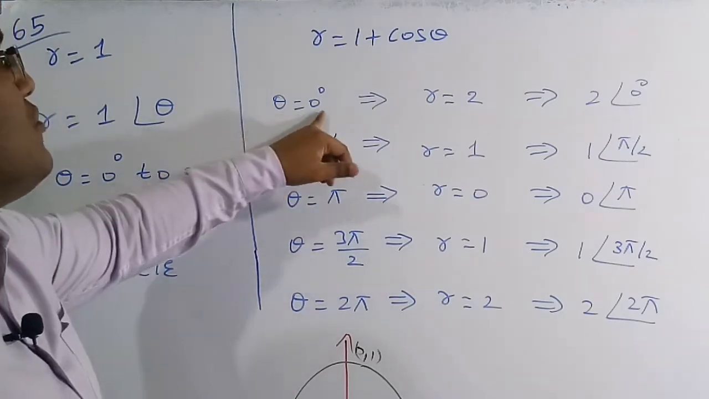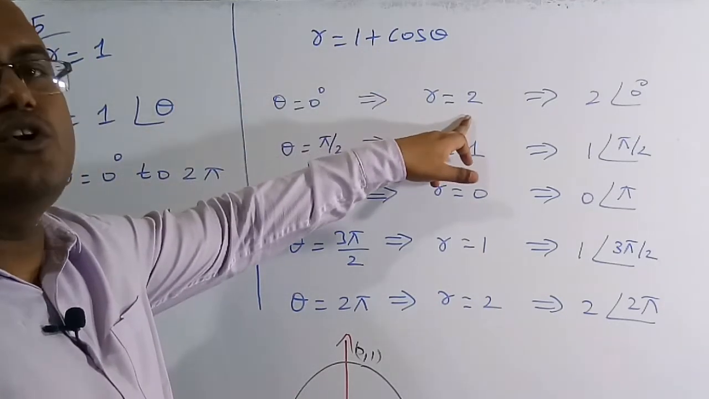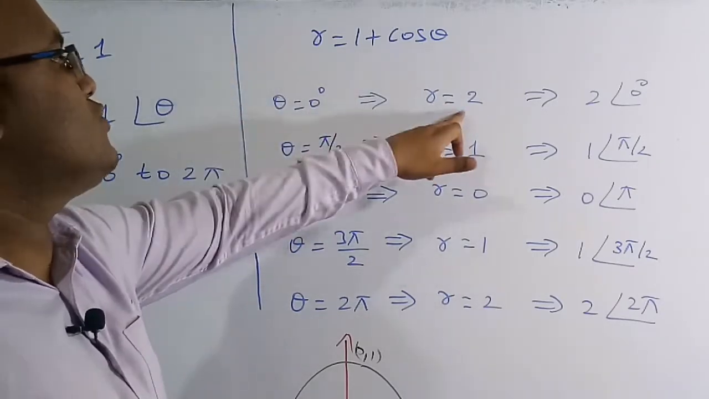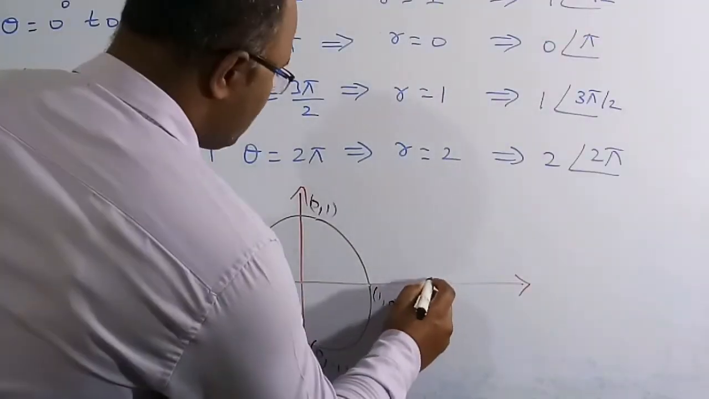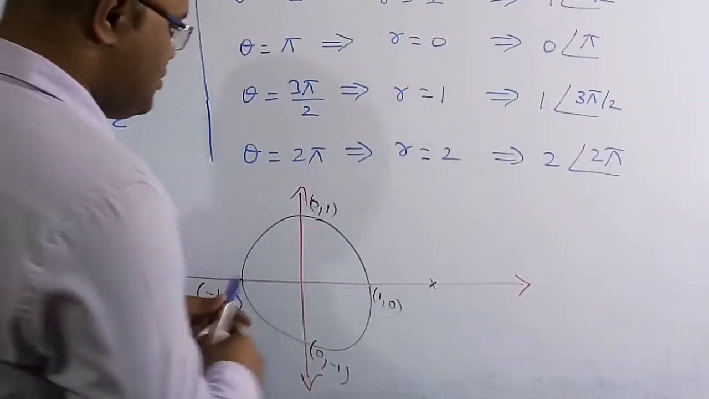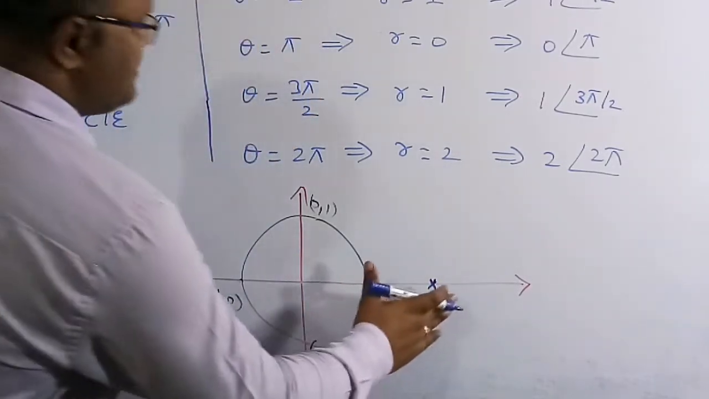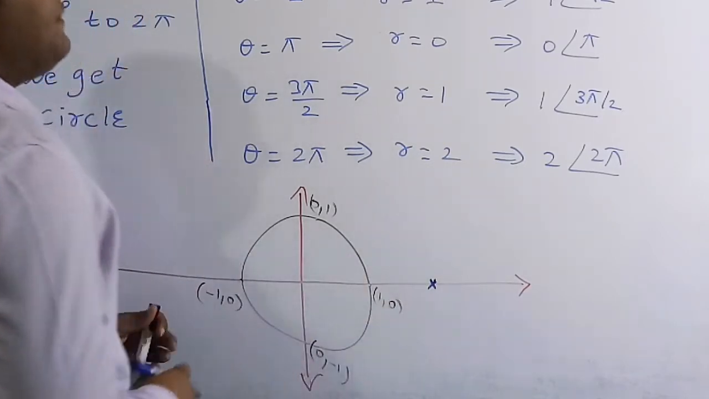So when theta is equal to 0, if you substitute here, we are going to get r is equal to 2. Now polar format means the radius and also the angle. So 2 at an angle of 0 degrees means here you are going to get 2 at an angle of 0. So this is the length and this is the angle. So 2 at an angle of 0, this point you are going to get.